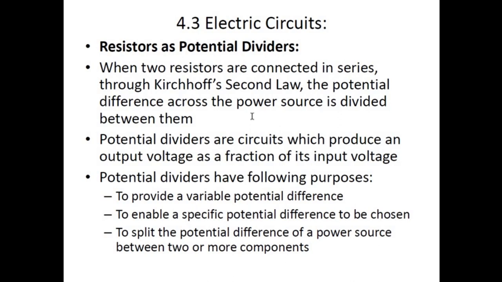Anyways, the point was when the resistors are connected in series, the EMF being provided by the source is divided between them. So potential dividers are circuits which produce an output voltage as a fraction of the input voltage. Because of the resistors, the output voltage is always lower than the input voltage. They are used to provide a variable potential difference. They are used to enable a specific potential difference to be chosen, meaning they are used when you want a specific output from the circuit, or to split the potential difference of a power source into two or more components.